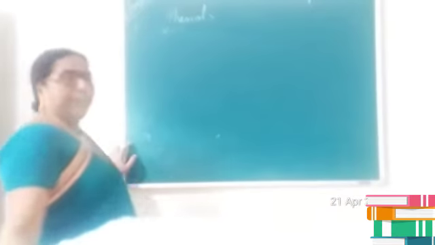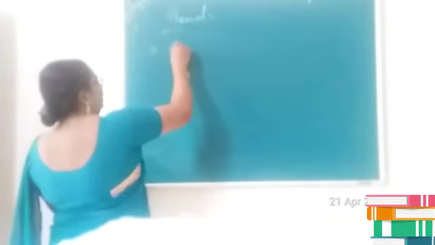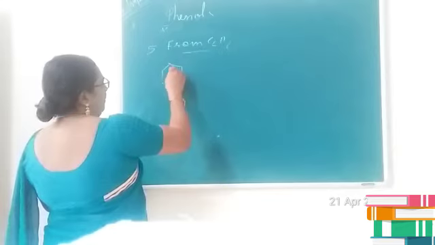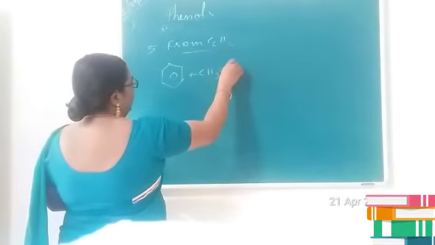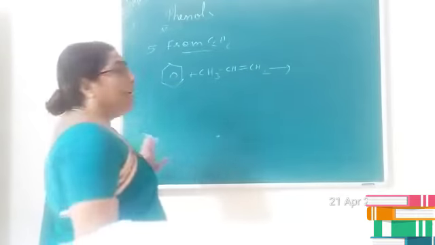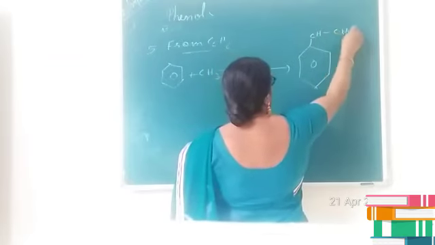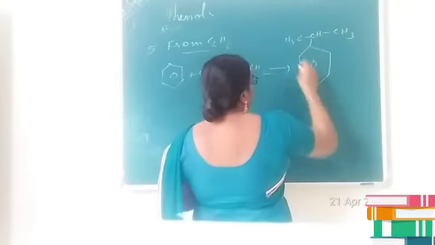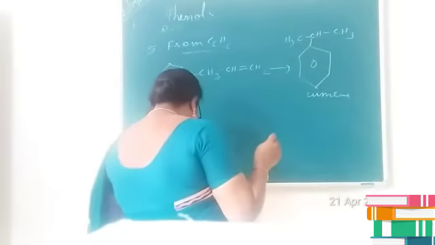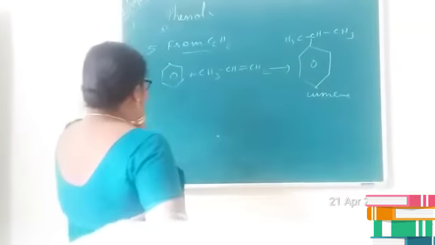Next one, let us consider from benzene, here from cumene. First I will explain how to prepare cumene. From benzene, in the first step, you can treat benzene with propene. Benzene undergoes reaction with propene and results in the formation of cumene. Okay, children, this is cumene.